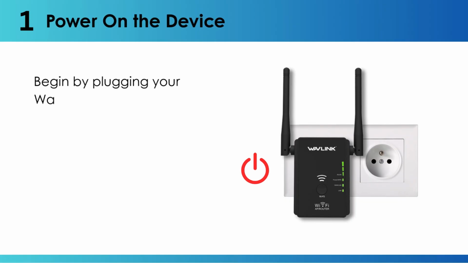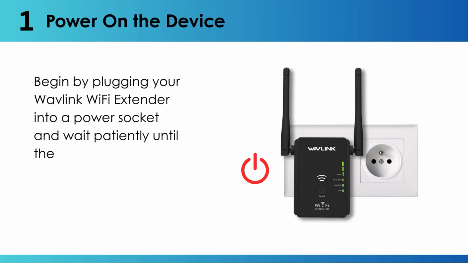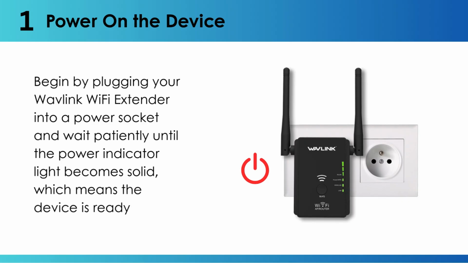Power on the device. Begin by plugging your Wavlink Wi-Fi extender into a power socket and wait patiently until the power indicator light becomes solid, which means the device is ready for setup.